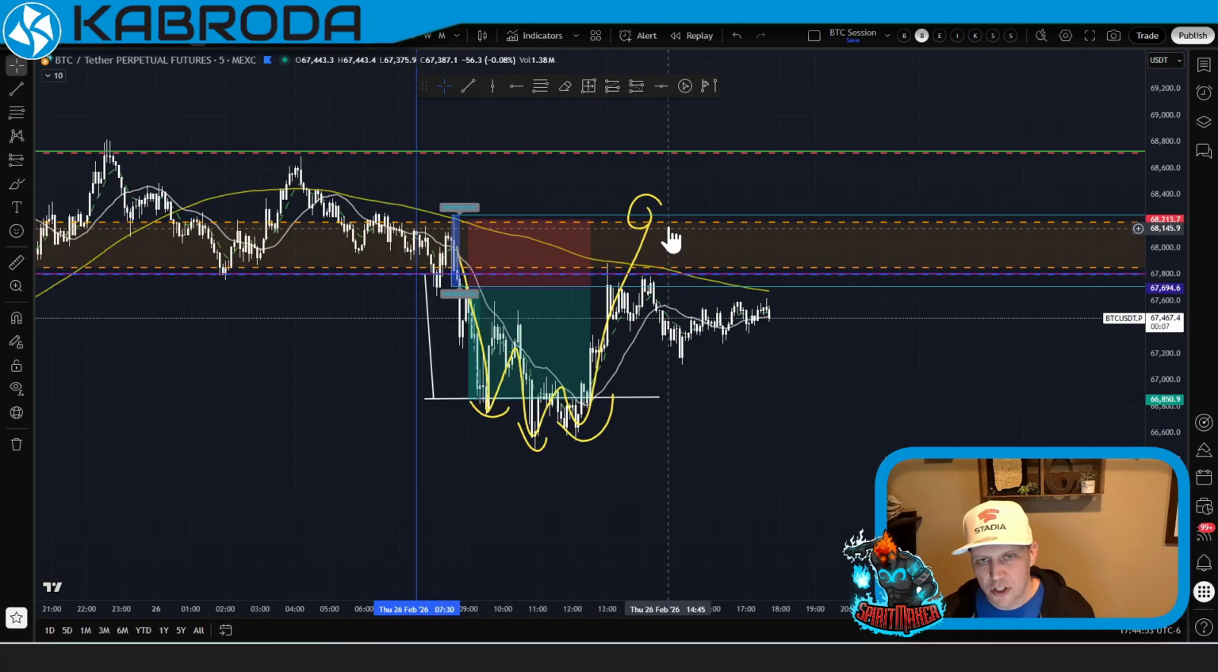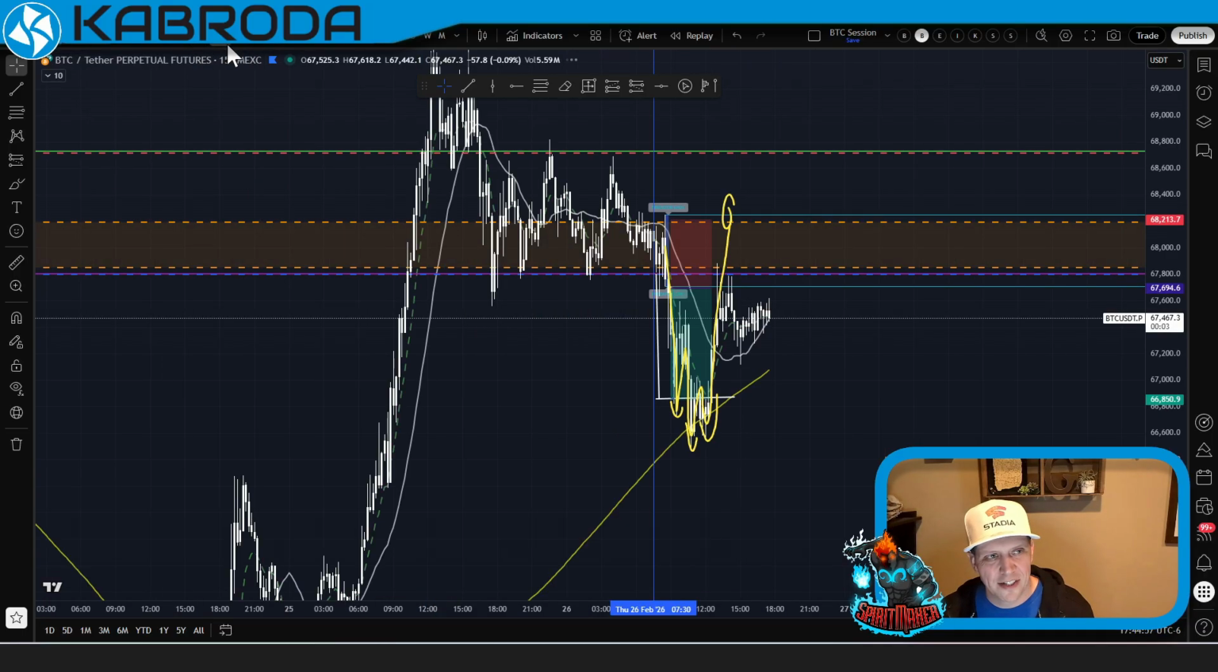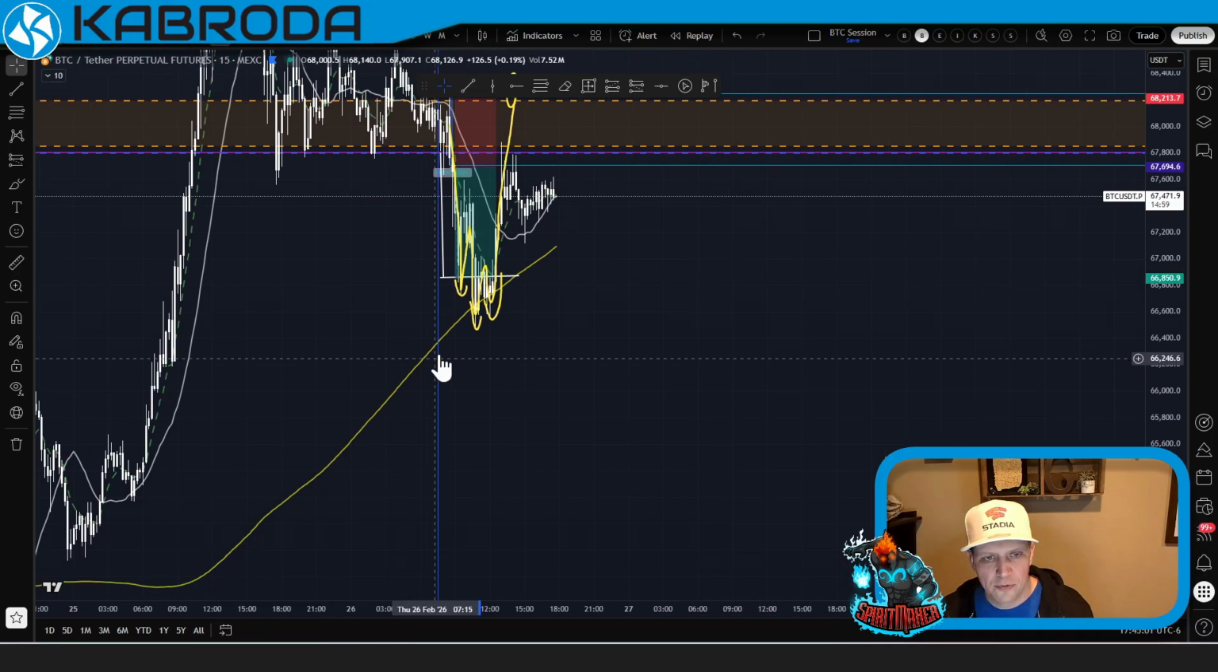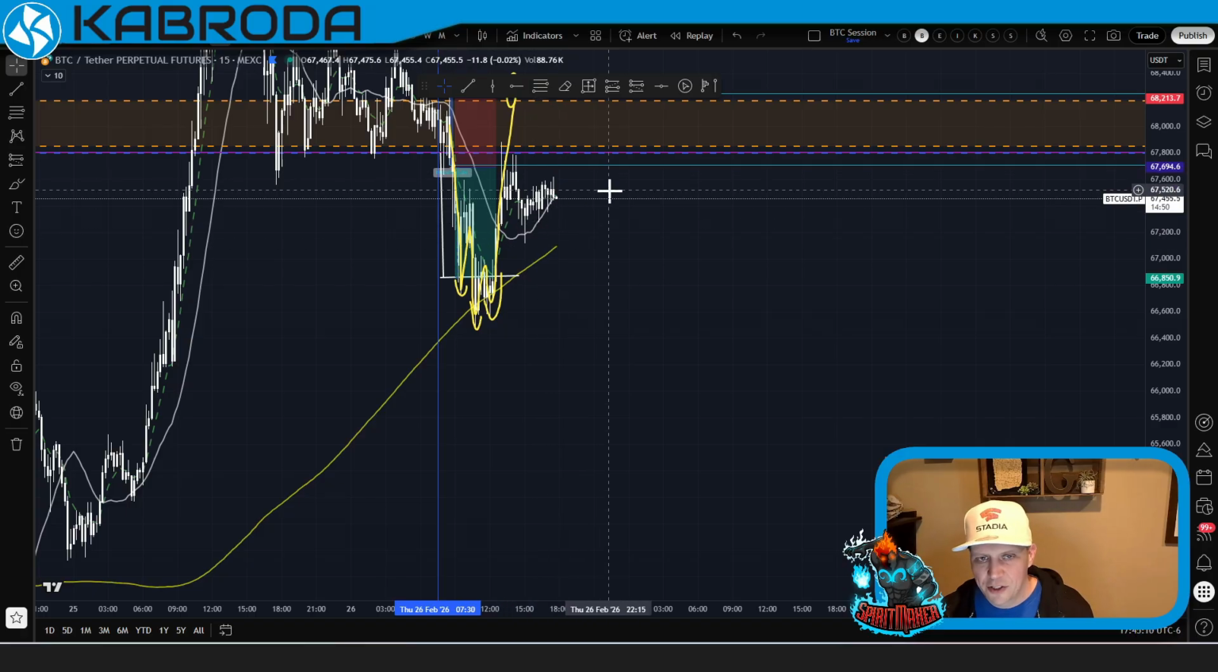Now this is already starting to show strength. And the reason why I say that is, let's go back out to that 15-minute. See this strong move on the 200. It came down and tested it right in this area, wicked right back up, and now we're kind of grinding right here with the 21. You still have that 200.